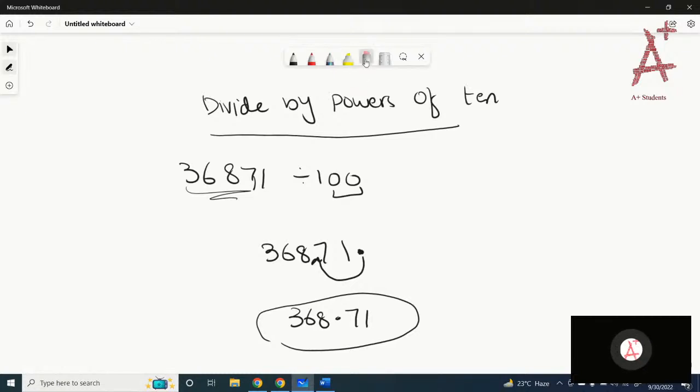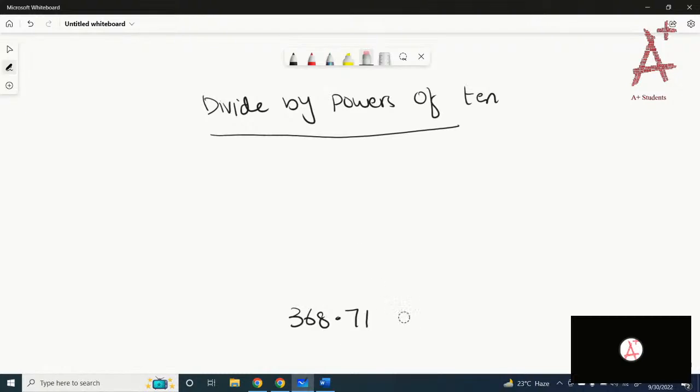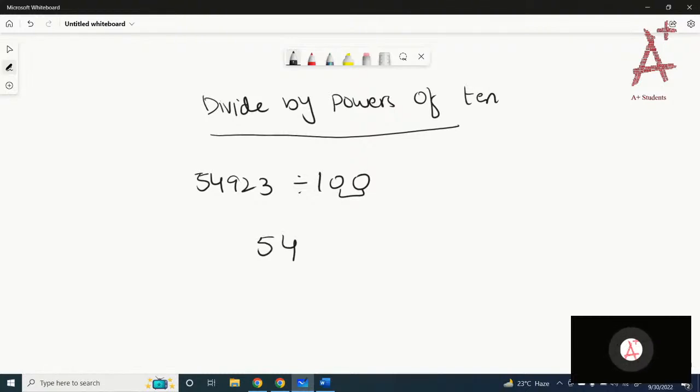Okay, let's do another example. The next example is 54923 divided by 100. Again in the divisor you have two zeros. That means you have to move the decimal point two places left. A number written without a decimal means the decimal is over here. So this number without a decimal and with a decimal point are exactly the same. Either you can write the decimal point or not, they are same.